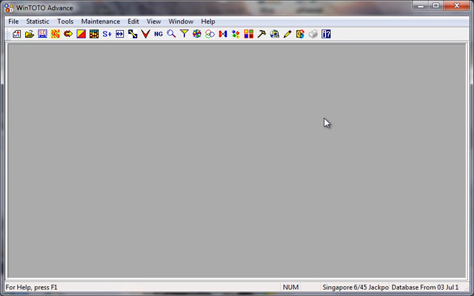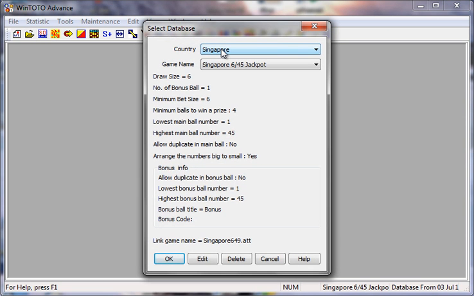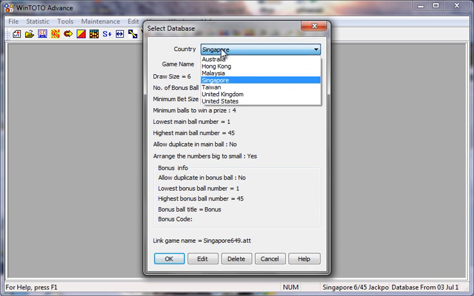All right, so let me close this. I want to show you something right here. If you have this WinTOTO Advanced software, you will notice that in the software itself, we have so many types of data available. One of them is Australia, Hong Kong, Malaysia, Singapore, Taiwan, UK and US. So please take note, we have all these data in the WinTOTO Advanced software.